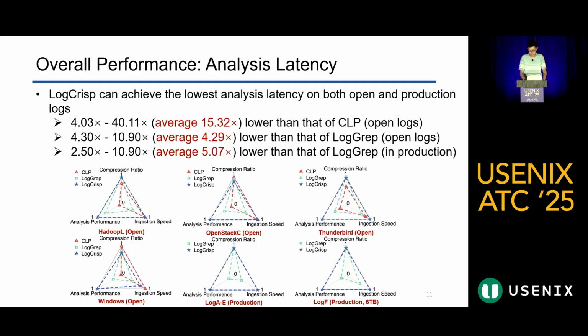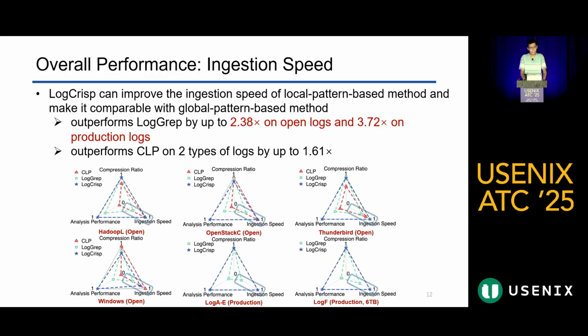We find LogCrisp can achieve the lowest analysis latency on all the datasets we tested. Its analysis latency is about 15 times lower than CLP and 4 times lower than LogRep. Since log storage is an art to strike a balance among analysis latency, ingestion speed, as well as compression ratio, we plot the results in a 3D radar figure. As for ingestion speed, the global pattern-based method, namely CLP, is supposed to have the best result since it only needs to extract patterns once.